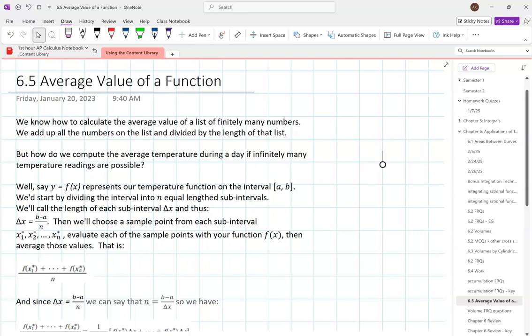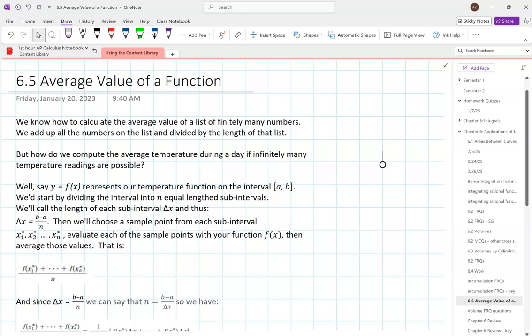It seems like we need a new concept to do this, right? What do we do when we add up infinitely many things? What should that cue you as? It should be an integral problem, right? We're talking about doing an integral. If we're talking about having to add up infinitely many things, that's what the integral does, right? So this is the idea.